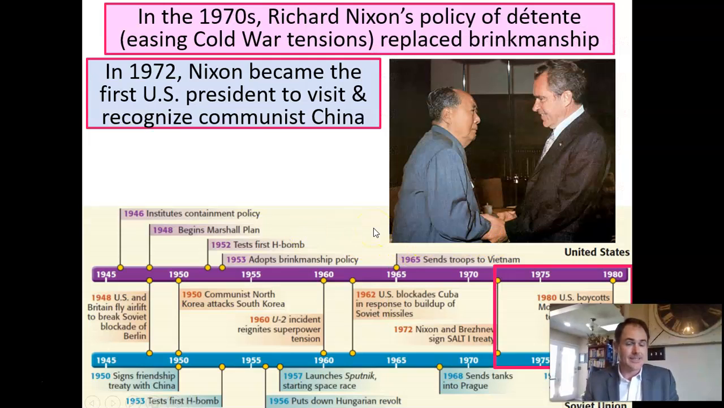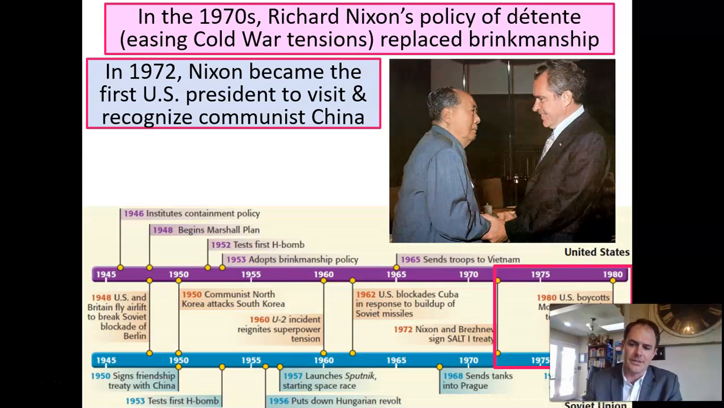Also, China and the Soviet Union had a falling out. And so Nixon sees an opportunity to ease tensions and improve relations, especially with China. It's under this policy of détente, or in French, right, softening, I think.